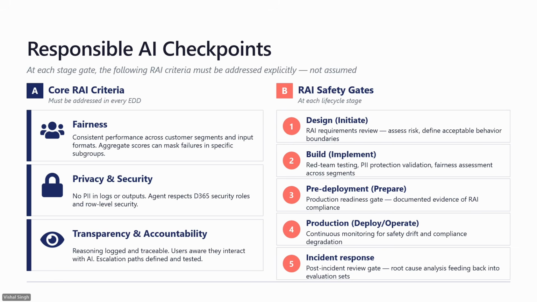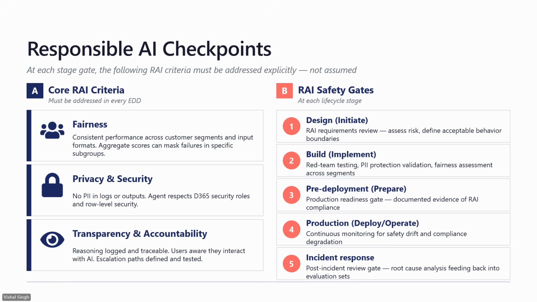And on the right-hand side, what you see are the 5 safety gates. Each has an entry criteria, evidence, and a decision. At design, the RAI requirements are reviewed. At build, the pre-production safety evaluation. At pre-production, the production readiness gate, where you check that the monitoring dashboard is live, the incident runbook, full audit log traceability, and the sign-off. And in production, the continuous monitoring gate: a weekly automated RAI report, monthly human review of output, and real-time alerting on fairness, drift, or unsafe responses.